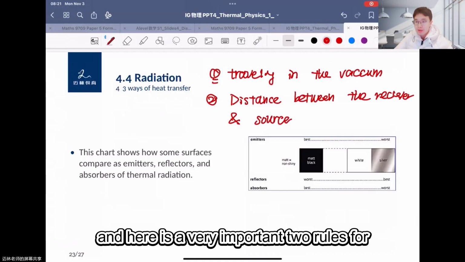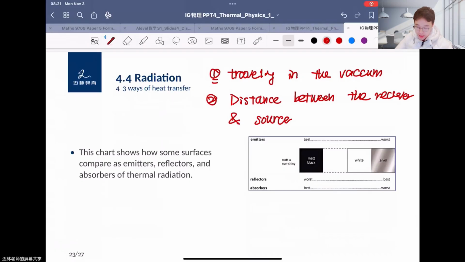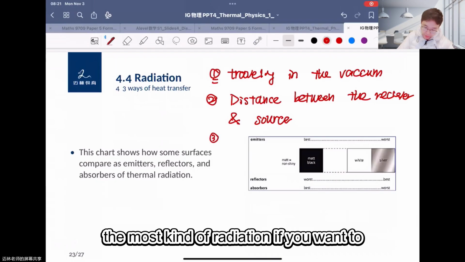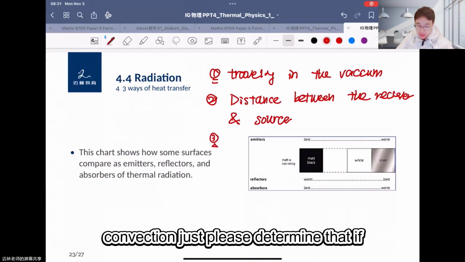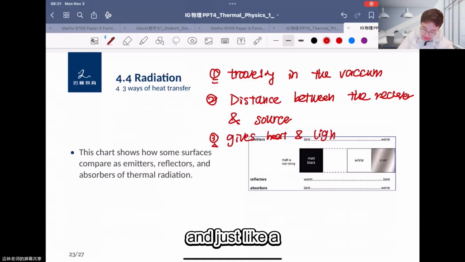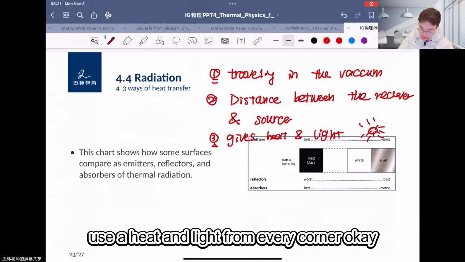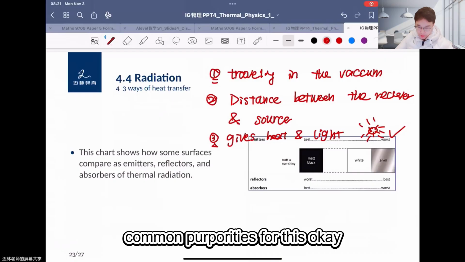And here are two very important rules for radiation. Please remember this, okay? Most of the time, if you want to determine whether it is radiation or convection, just determine this: if it's like the sun, it gives out heat and light. Just like a ball, a sphere, it gives out heat and light from every corner, okay? Just remember these are the very common properties for this, okay?